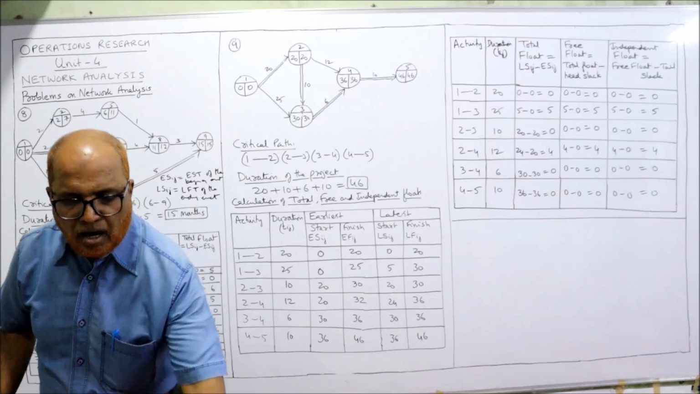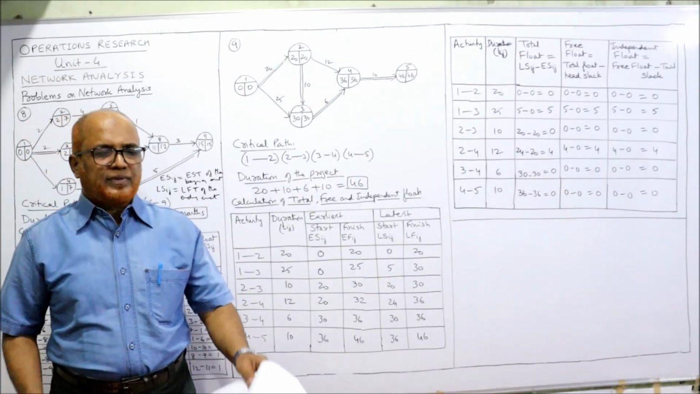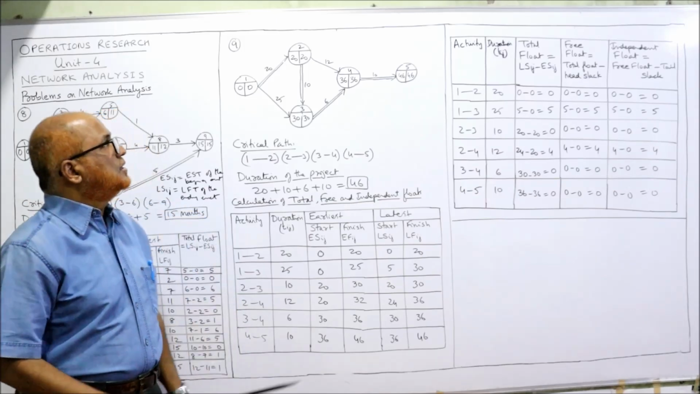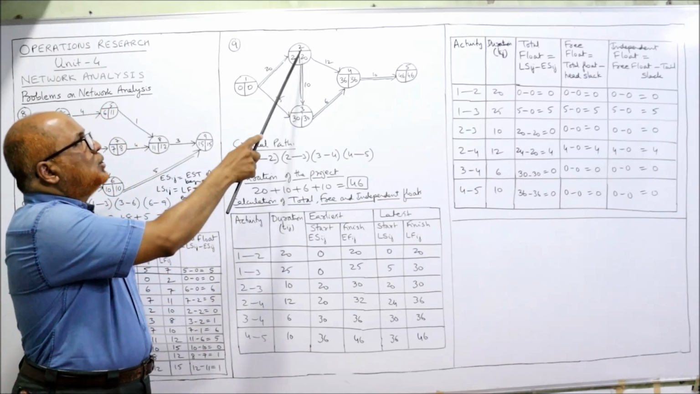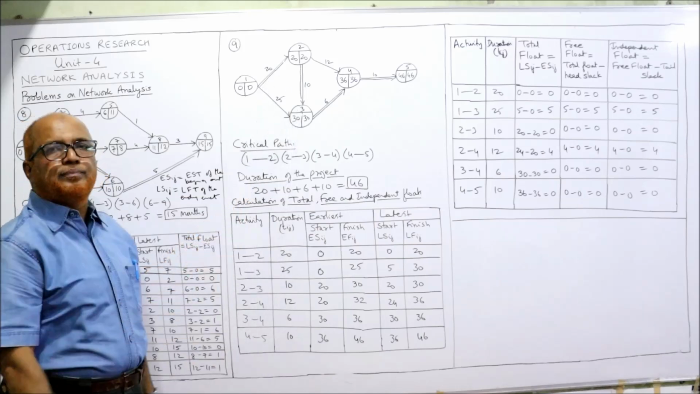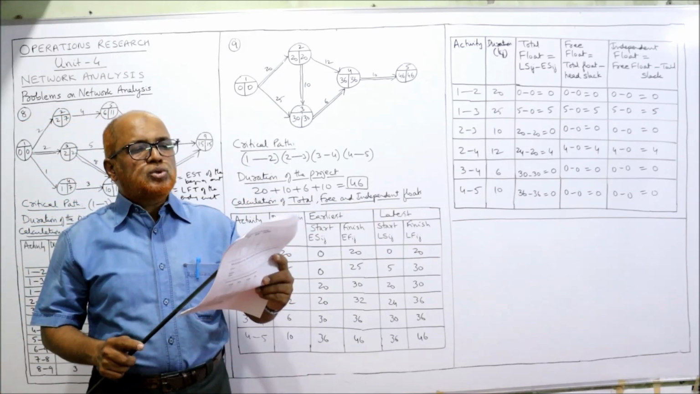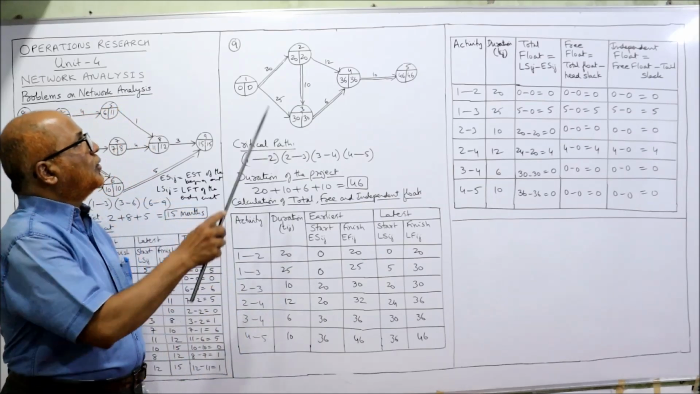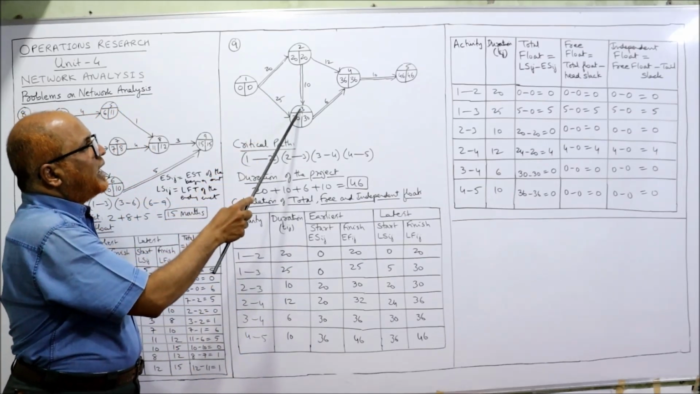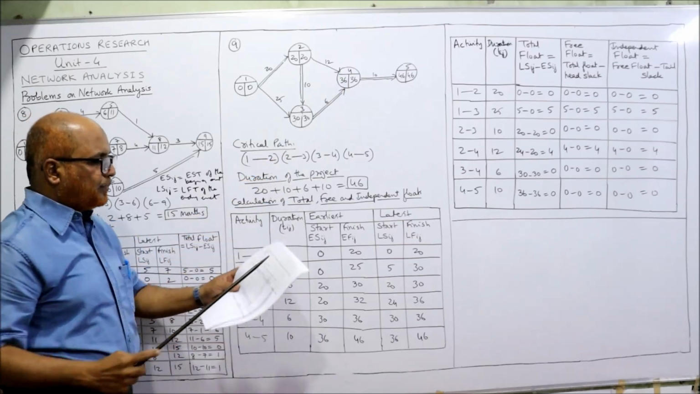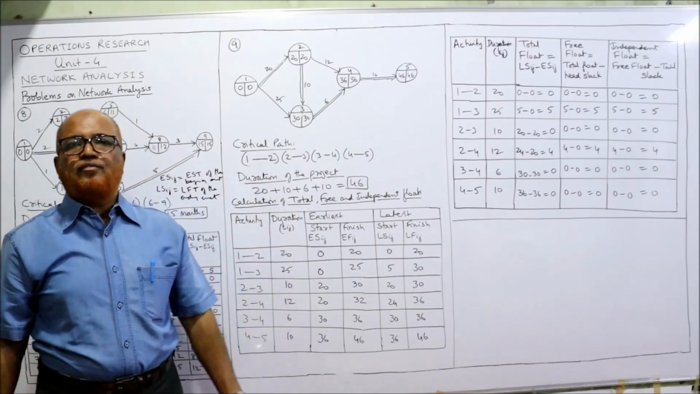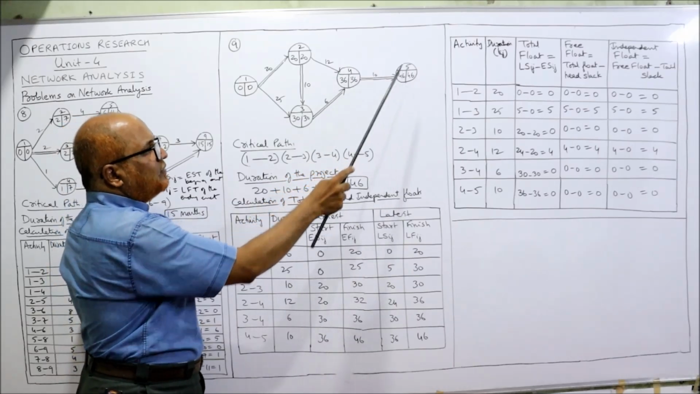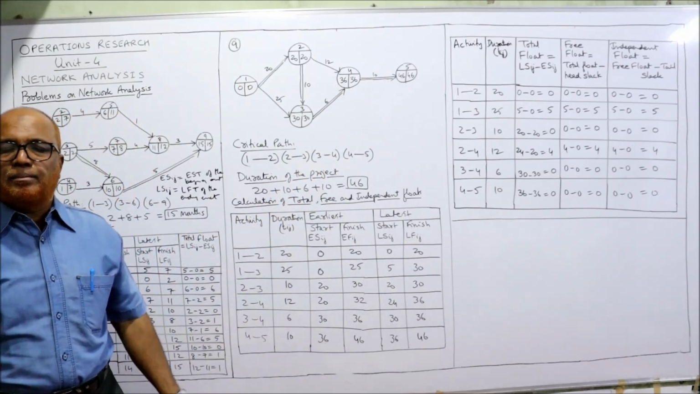The activities are 1 to 2 and 1 to 3, so two activities are bursting from the first event. Then the next ones are 2 to 3 and 2 to 4. This is 2 to 3, and this is 2 to 4. Then we have 3 to 4 and 4 to 5. That's all. Very easy diagram.